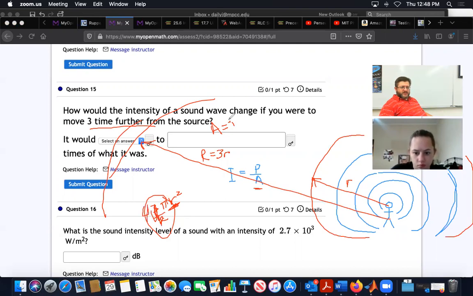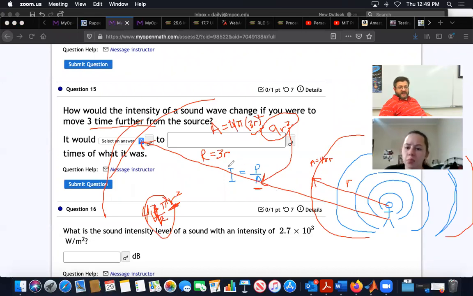4 pi r squared. So the area out here is going to be 4 times pi times big R squared, but big R is 3 little r, squared. And so the difference is going to be this. The area of the little one is 4 pi little r squared. This one's 4 pi times 3r squared, and that's 9r squared. So the area here is 9 times bigger. And if you plug that into this equation, this all of a sudden becomes 9 times smaller.